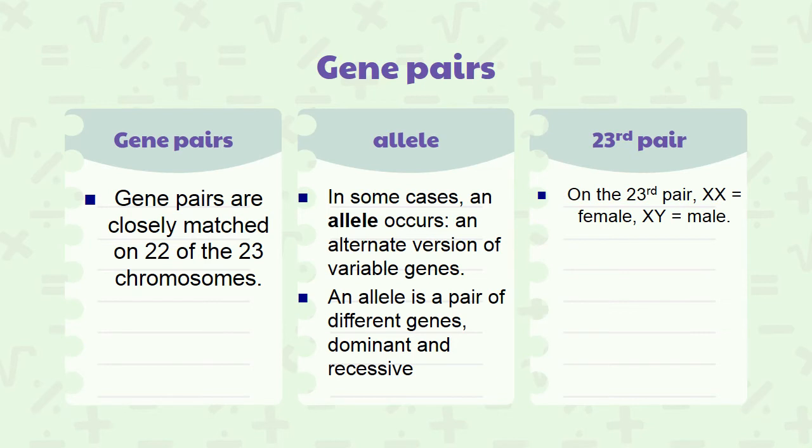Now, what is a gene pair? A gene pair is also called an allele. It's a combination of a pair of genes, one from the mother, one from the father. One is dominant, the other is recessive. That is, if the child looks like the father, we will say that it is because of the dominant gene. And if the child looks like the mother, we will say the gene of the mother is dominant.